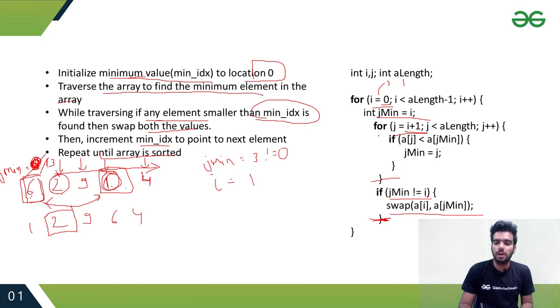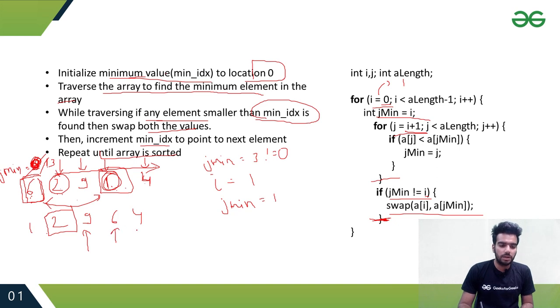I is equal to 1. Now jmin is equal to I, so jmin will also be 1. Now for j equal to I plus 1, j will start from this position and go up to the length of the array. Now if aj is less than aj min? No, it is not less than, so it will not go inside the if loop.